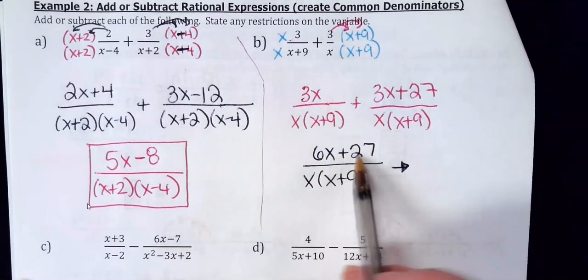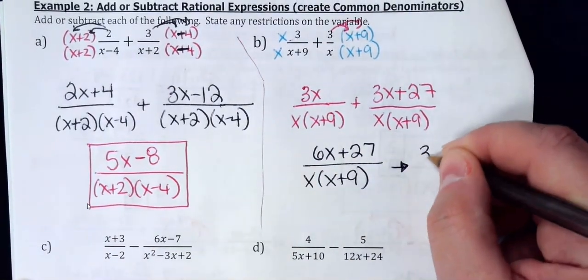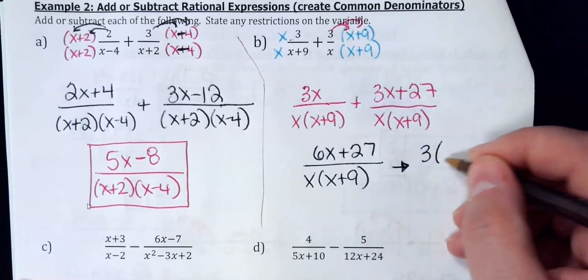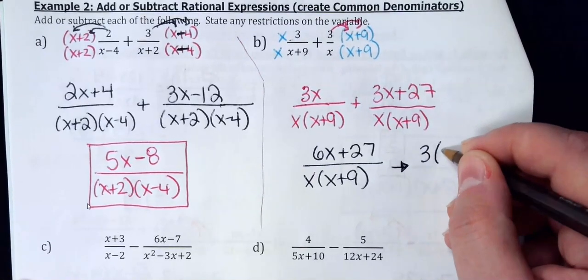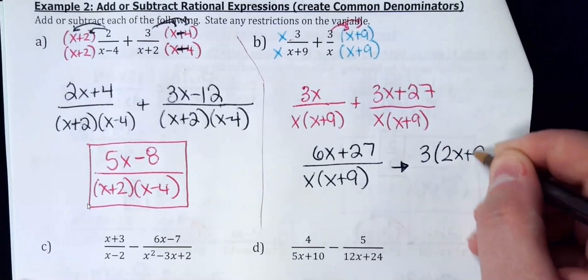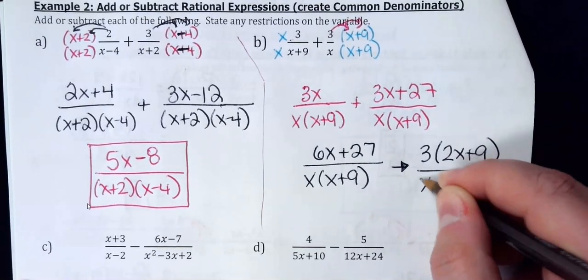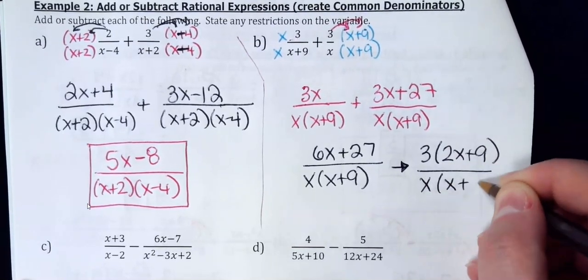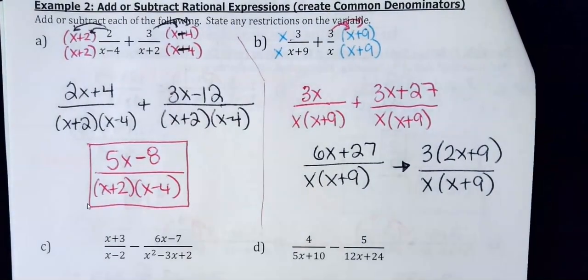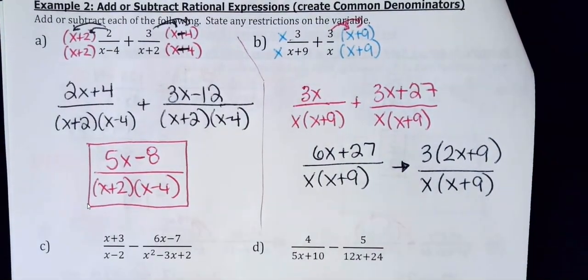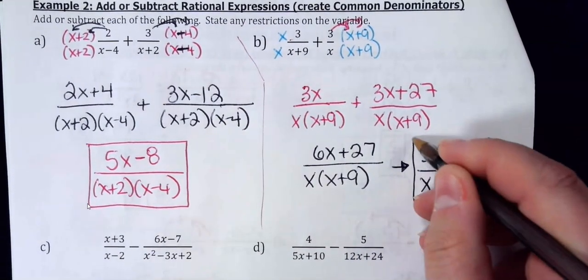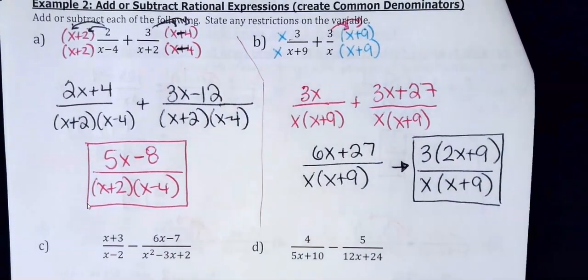So 6 and 27 are both divisible by 3. And so if I took a 3 out in front, you would have 2x plus 9 left. Now, that does not actually cancel anything in the bottom, but I'm just double checking to see if anything would go away. It doesn't here, so we're just going to leave it in factored form. Nothing ends up canceling in that situation.